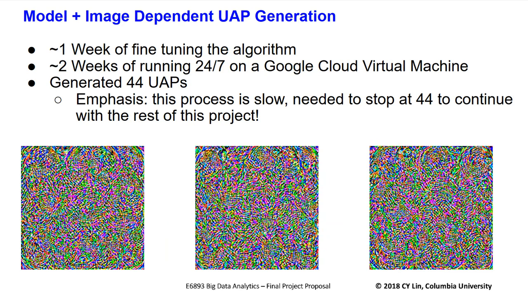Long story short, it took quite a bit of work to get the code stable and running in a way that I was able to run quickly enough to generate UAPs. After getting that all working, it took me about 2 weeks of running to generate 44 UAPs. The process was really slow, so I had to stop it sooner than I would have liked, so I could continue on with the rest of the project.